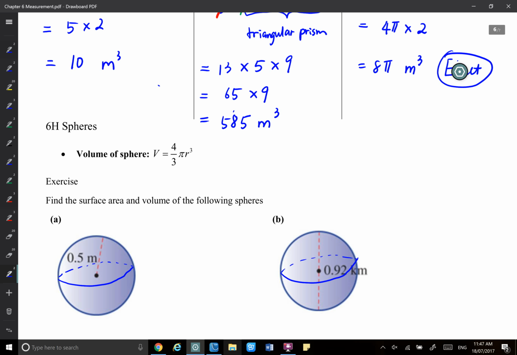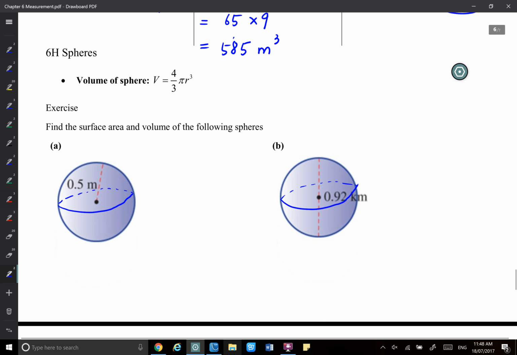I think the notes might be allowed. I will double check and post on Google Classroom about the date and whether you can use notes. For a sphere, V equals 4 over 3 pi r cubed. Very easy, just like that.